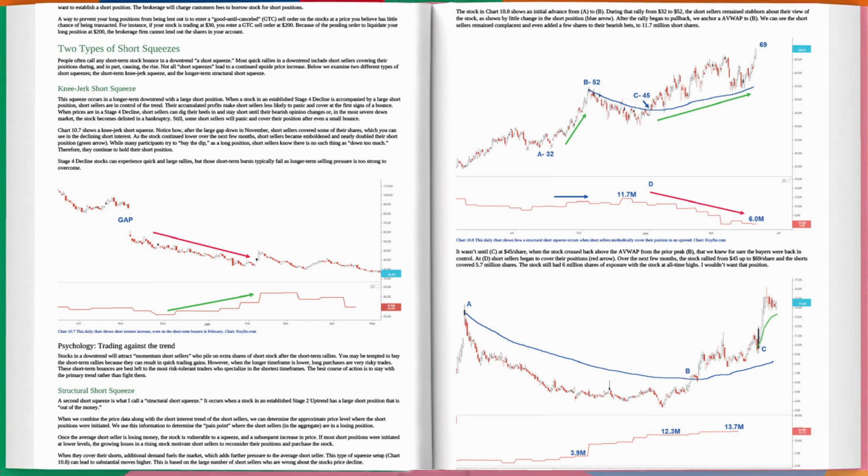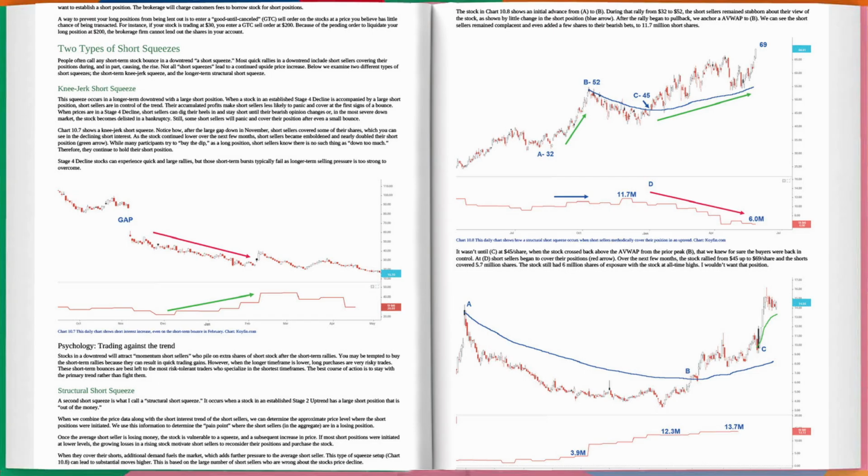We use this information to determine the pain point where the short sellers in the aggregate are in a losing position. Once the average short seller is losing money, the stock is vulnerable to a squeeze and a subsequent increase in price. If most short positions were initiated at lower levels, the growing losses in a rising stock motivate short sellers to reconsider their positions and purchase the stock.